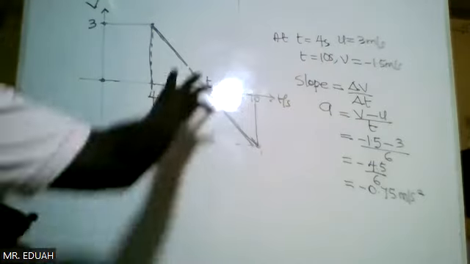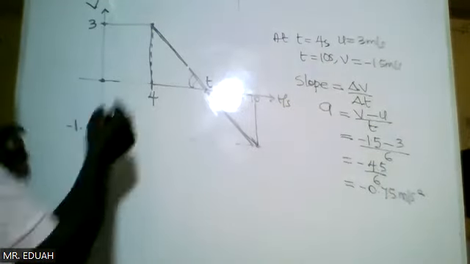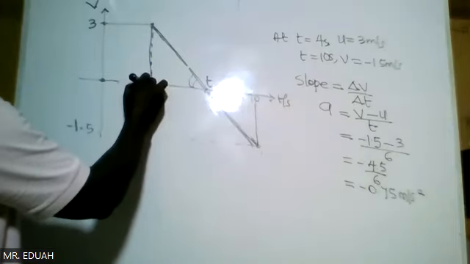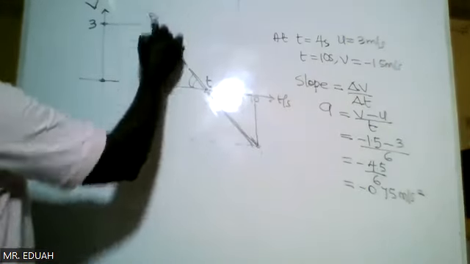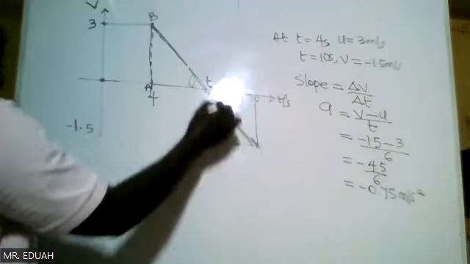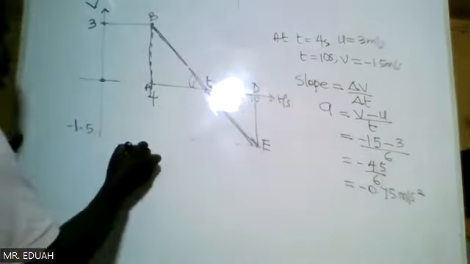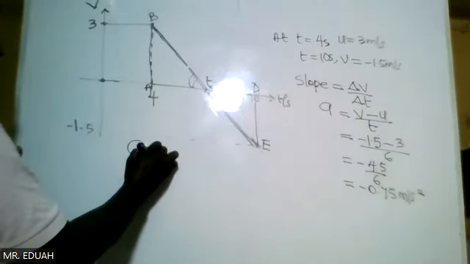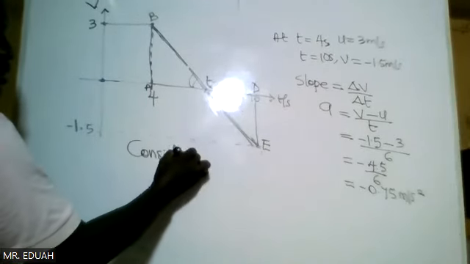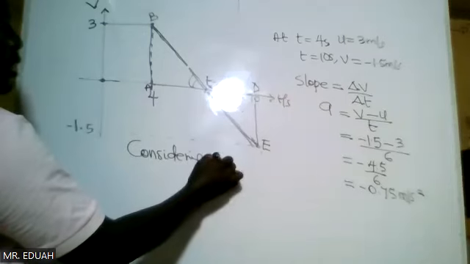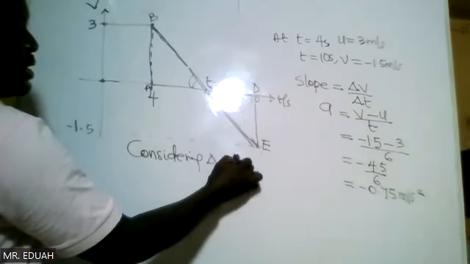So let's find the slope of this triangle. Let's label it as triangle A, B, C, D, E. So considering triangle A, B, C.